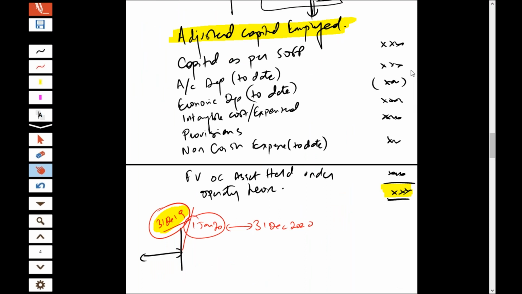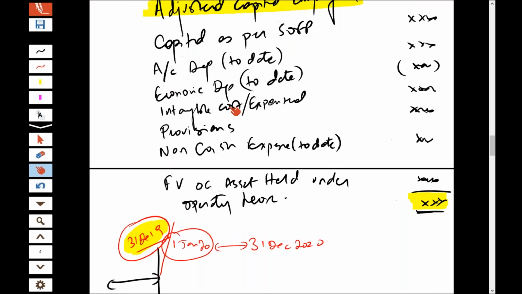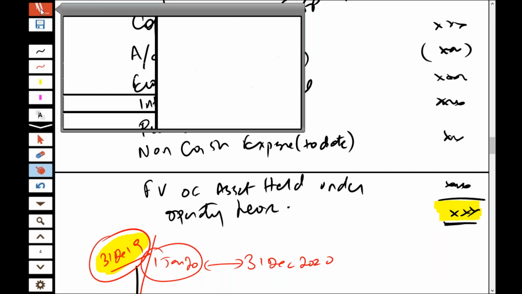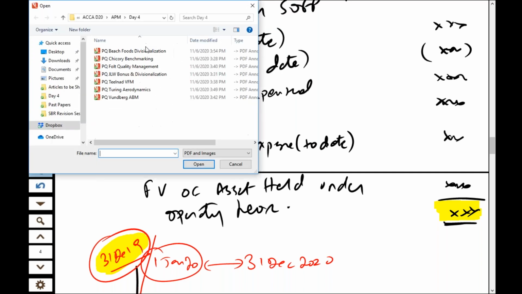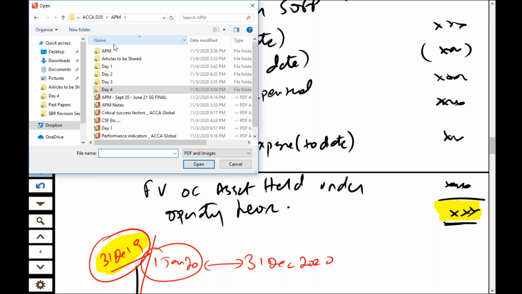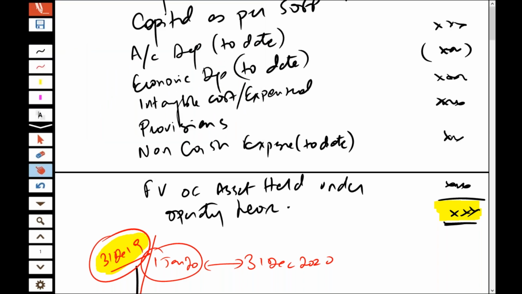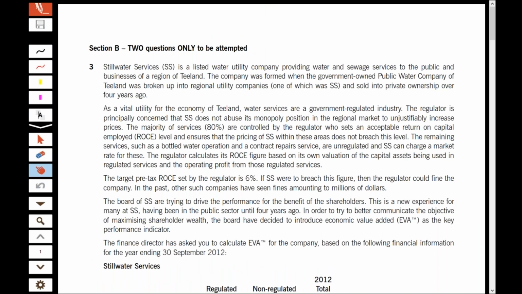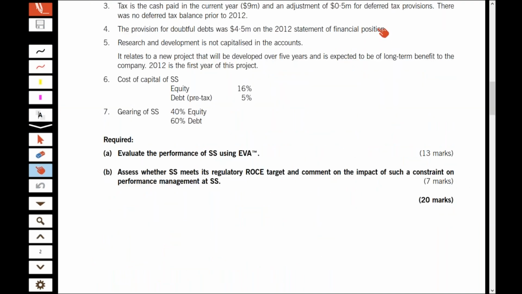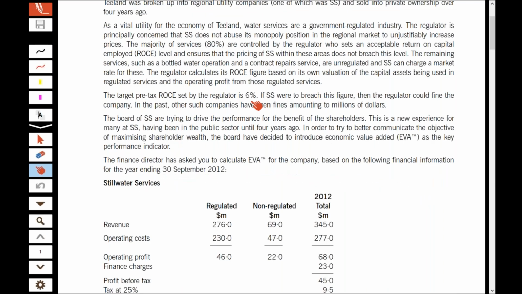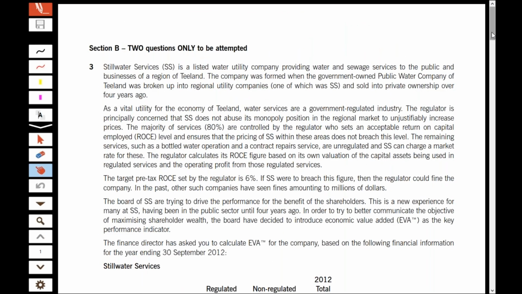Okay, great. I think every one of you is now able to understand how we establish the economic value added. You've got the handouts, and from the handouts you can access the questions. The question I'm going to be using is called Still Water Services. I think you people have access to this question. Kindly open up this question and we shall start discussing.